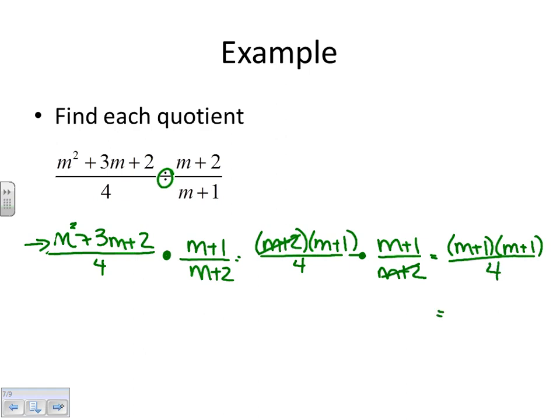Okay, and now I don't want to give my answer like this in simplified form. What I do want to do is FOIL this back out. And this is going to be (m squared + 2m + 1) over 4. That's my final answer.